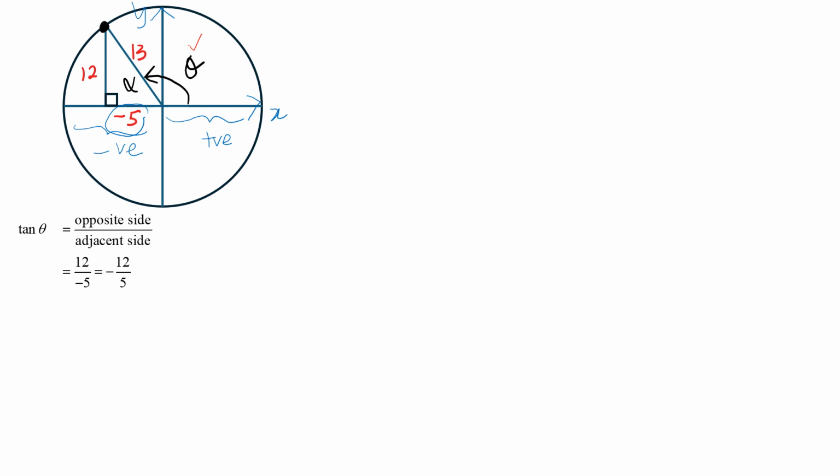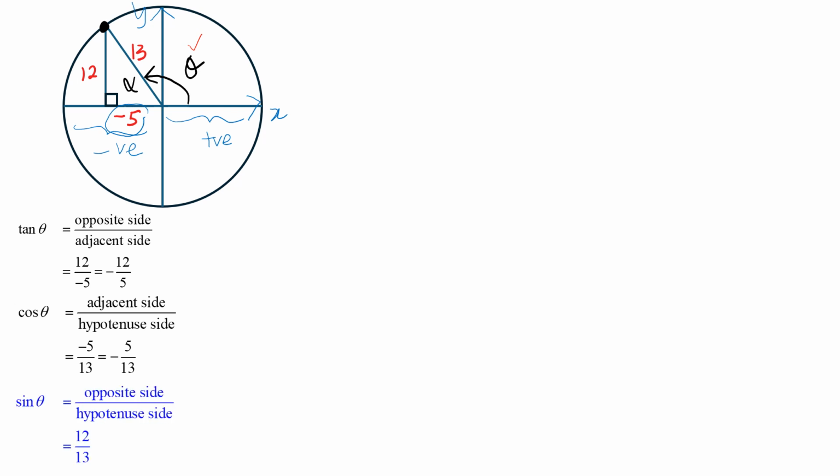So we're going to extend it to cosine theta. Cosine theta will also give you a negative value. Cosine is adjacent over hypo, right? That's -5 over 13, which is a negative value. How about sine theta? Sine is opposite over hypo, so that gives you a positive value. So in the second quadrant, tangent of the angle theta, an obtuse angle, is negative. Cosine of the obtuse angle is negative. Only sine of the obtuse angle is still positive.